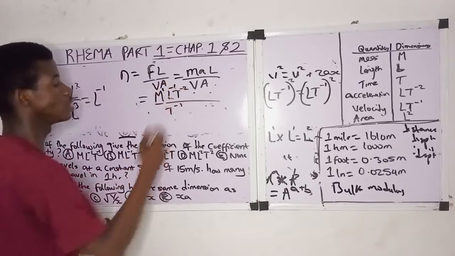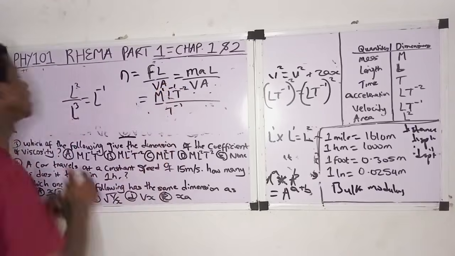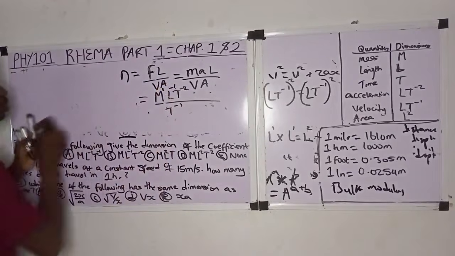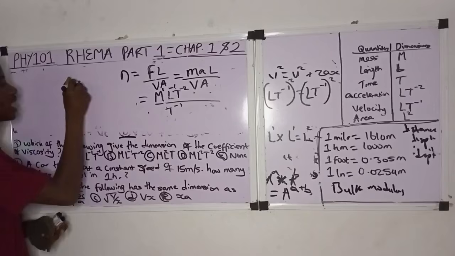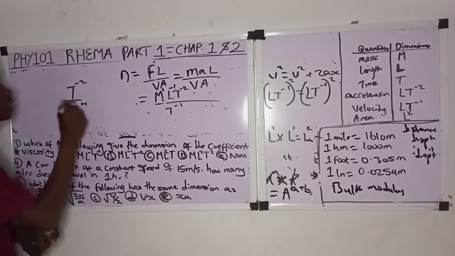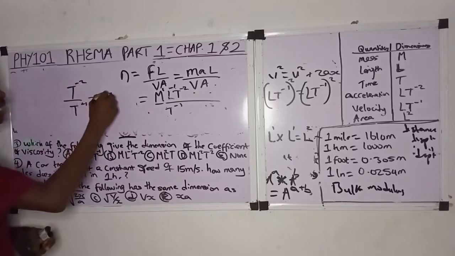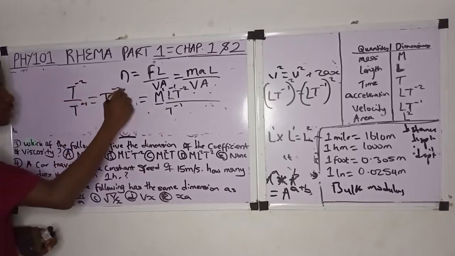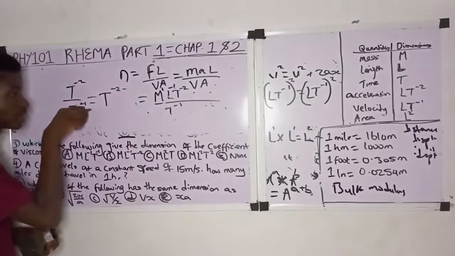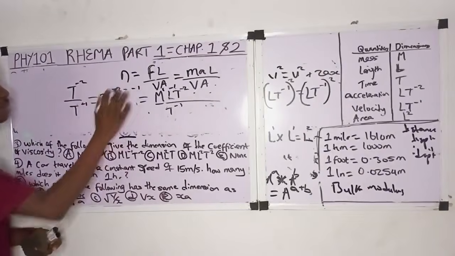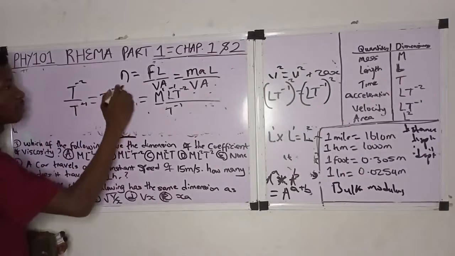This guy is still raised power minus 2, t raised power minus 1. They are the same base, right? So what are we going to do? When the same base are dividing each other, we take one of the base and subtract their power. So we subtract the power: minus 2 minus minus 1. Minus and minus will give us plus, so now we plus 1.